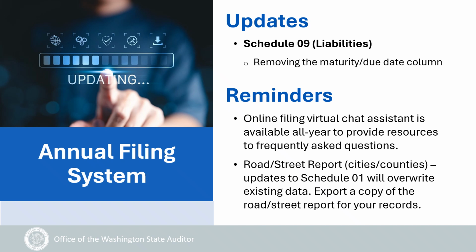Our final reminder is for cities and counties. If you update the Schedule 01 in the filing system after you have completed the road street report, the updated Schedule 01 will overwrite the road street report. This means the original data you inputted into the road street report will be removed and you will need to update the report again. We recommend downloading the road street report for your records in the event you need to make changes to the Schedule 01 and must re-import the revenue data related to roads and streets.